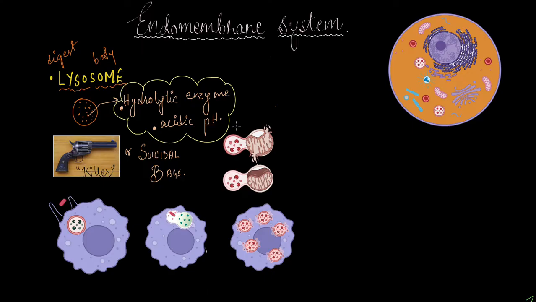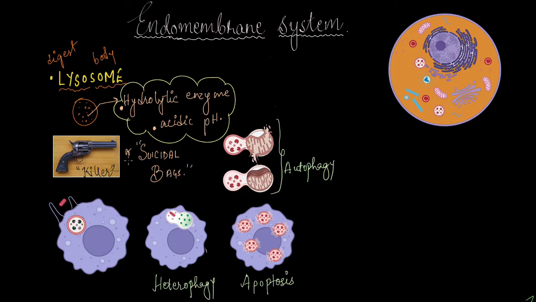And these different courses of action of lysosomes are given different names. For example, digesting one's own organelles is called autophagy. Digesting the entire cell is called programmed cell death or apoptosis. And digesting a foreign substance is called heterophagy. So this was all about the killer organelle or the suicidal bag, which is the lysosome.